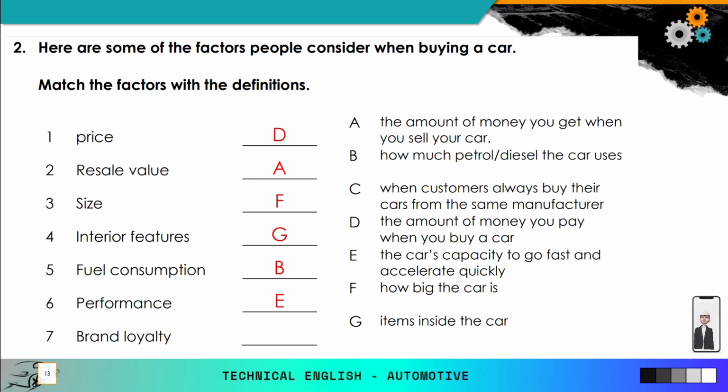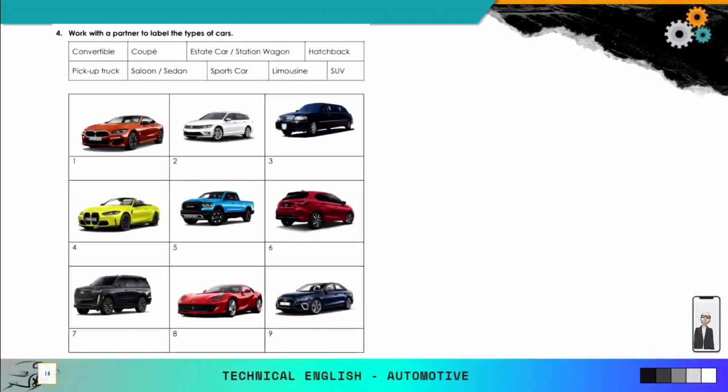And brand loyalty, surprise, surprise, no other options. Let's see. When some customers always buy their cars from the same manufacturer. Okay, so D, A, F, G, B, E, C. These were some of the factors that people would consider when buying a car. Right, now let's move on to the different types of cars.